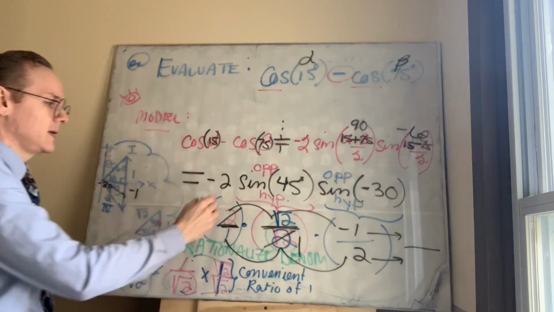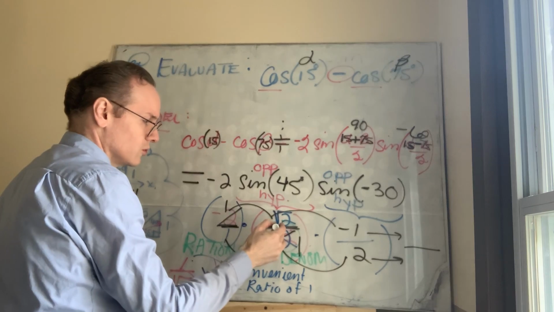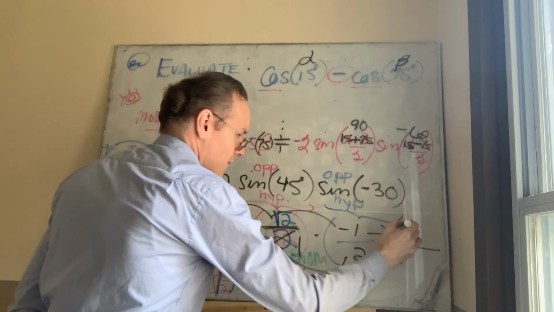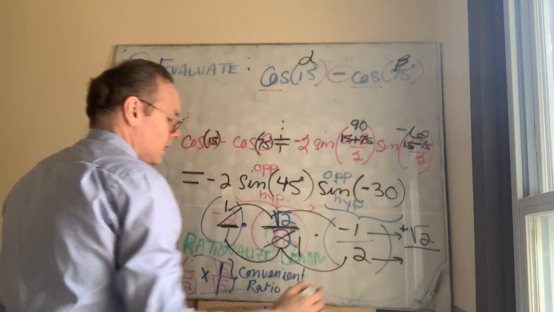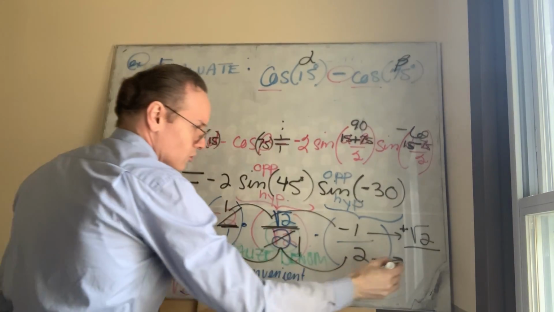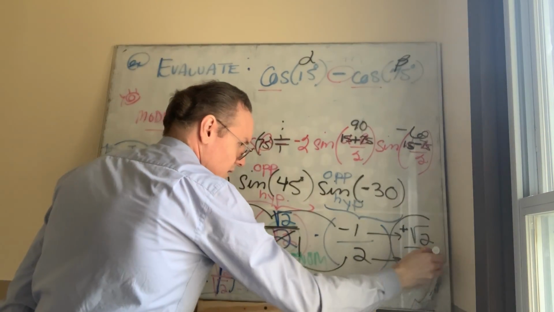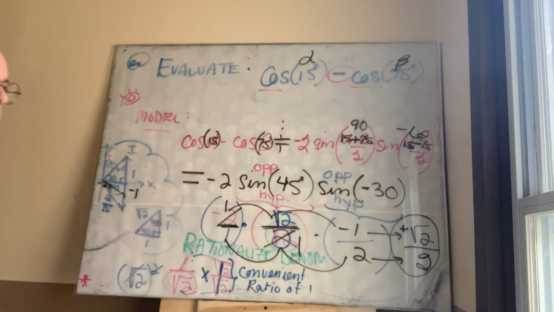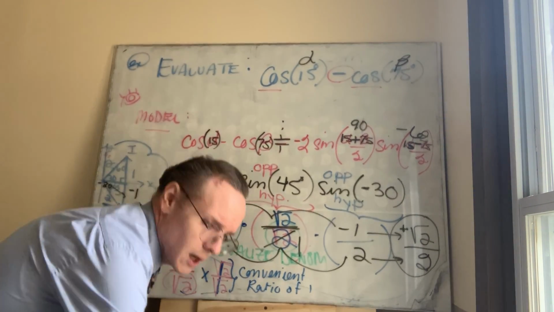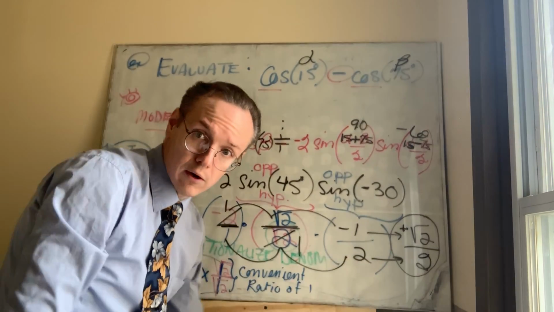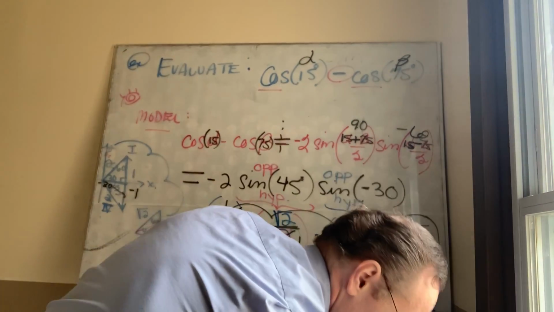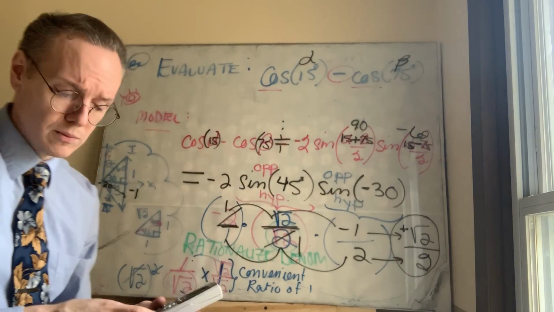So that would be a negative 1 times the square root of 2 times a negative 1, which is a positive square root of 2. And then 1 times 1 times 2 is 2. This would be the value that you have, the square root of 2 over 2, all right? As proof of that, let me walk you through using your calculator just to validate. Just make sure that your calculator is in degree mode.